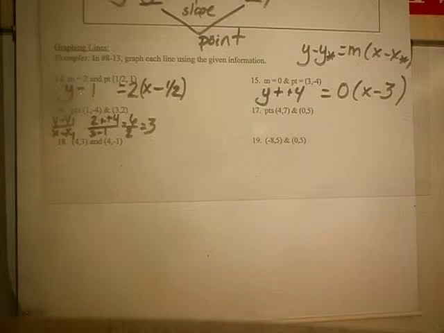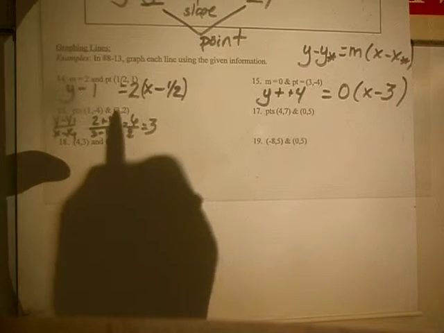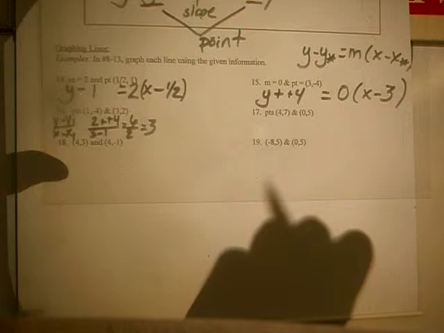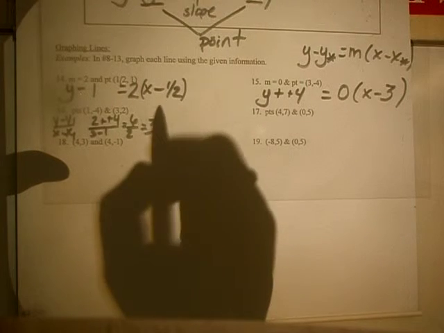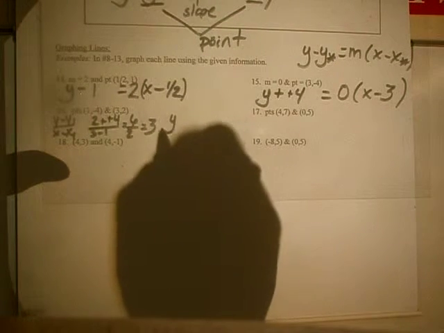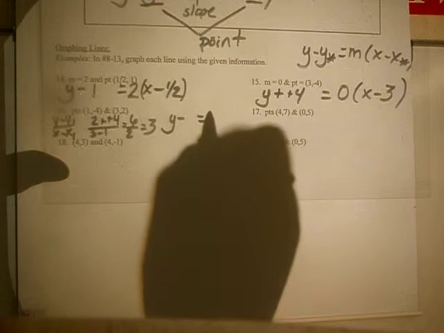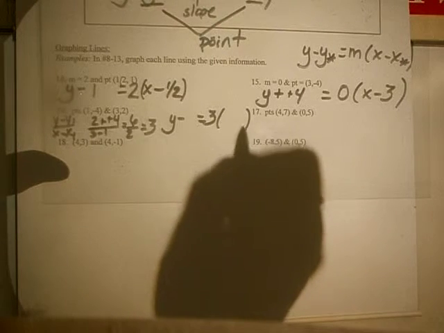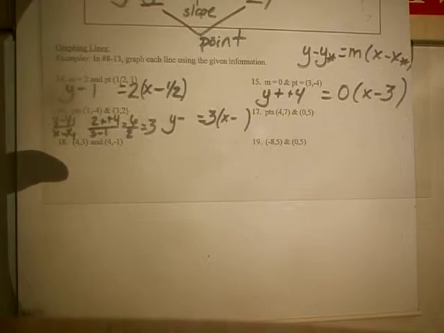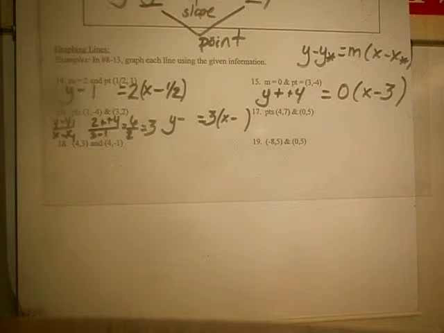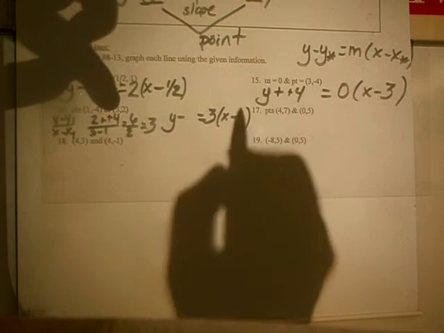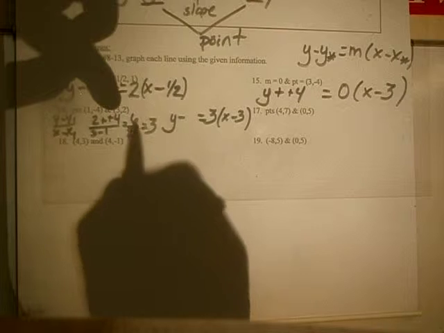And now you can pick either one of these points. Doesn't matter which one. I'm going to pick the 3, 2, simply because those don't have any negatives in there. And to write our equation then, we will have y minus something equals our slope, which is 3, times x minus something. Now we need to put the numbers in there. This is the x, so this is going to go over here. And this is the y, so that's going to go over there.